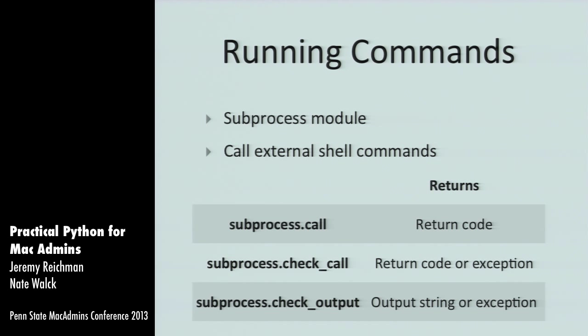Well, there are a number of different ways, and the Python community has kind of sorted this out a bit. There have been many different ways to run a shell command over the years. The subprocess module, at least as of Python 2, is the way to do it. It's the way I would recommend. And you can call these external shell commands using a couple of different functions.